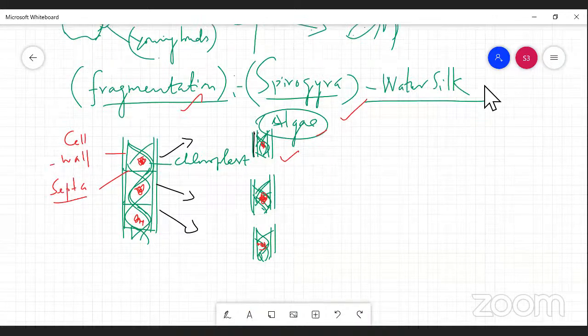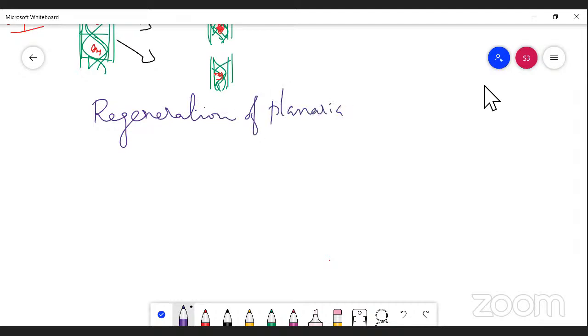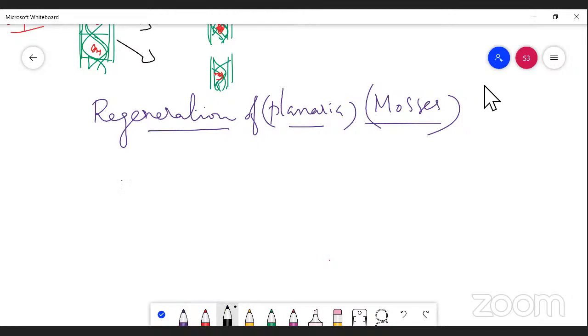Another one is regeneration, in Planaria and mosses. Regeneration of Planaria and the mosses. Planaria is a flatworm, and the mosses are liverworts.